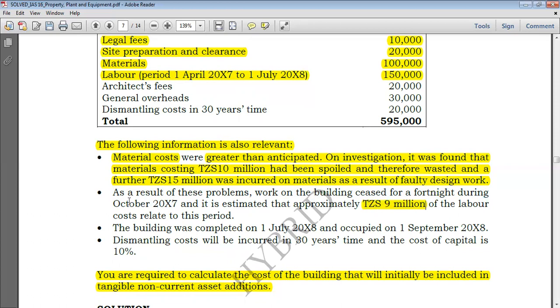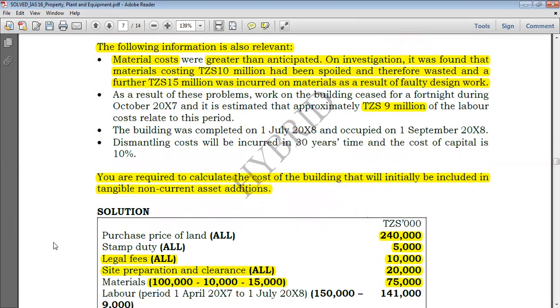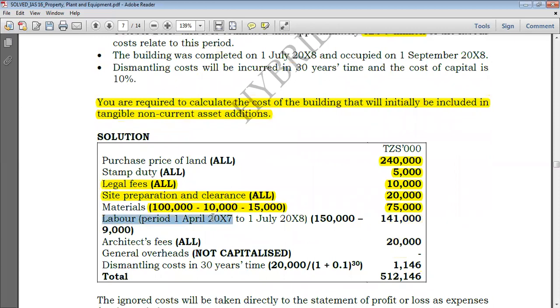So during October, the job was suspended. The labor was still paid, but the job was suspended, meaning that the expenditure incurred on labor should not be capitalized, should not form part of that asset, and should be expensed directly. So you have to eliminate them from this total fee of 150,000. So that's what we're going to do. We have labor. You take 150,000 minus 9,000 and you end up with 141,000, just like this, and everything becomes okay.